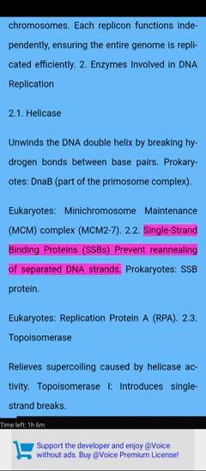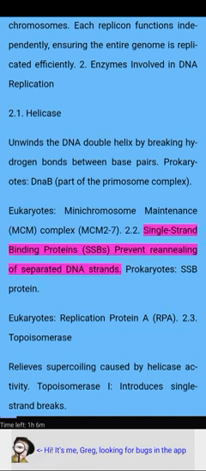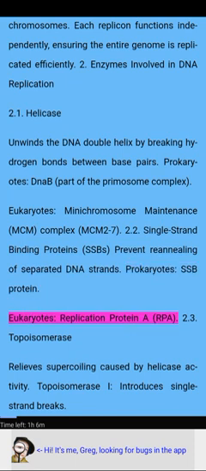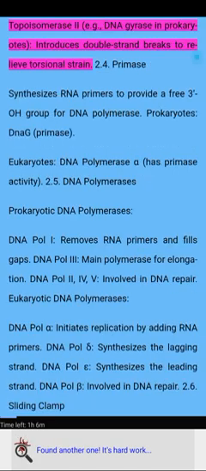2.2. Single-strand binding proteins, SSBs, prevent reannealing of separated DNA strands. Prokaryotes: SSB protein. Eukaryotes: replication protein A, RPA. 2.3. Topoisomerase. Relieves supercoiling caused by helicase activity. Topoisomerase I introduces single-strand breaks. Topoisomerase II, e.g., DNA gyrase in prokaryotes, introduces double-strand breaks to relieve torsional strain.